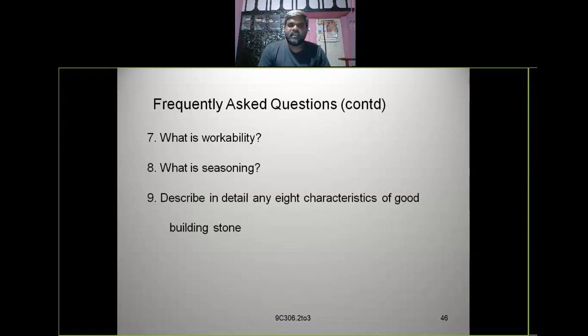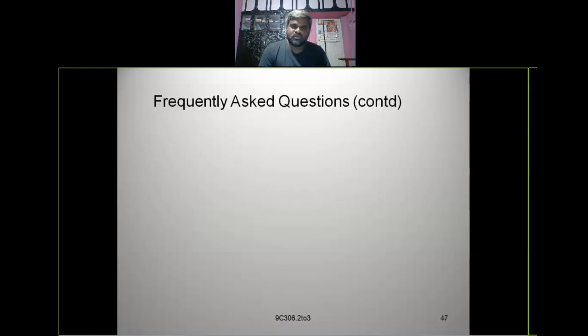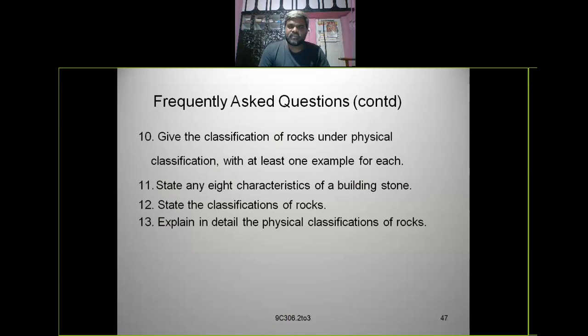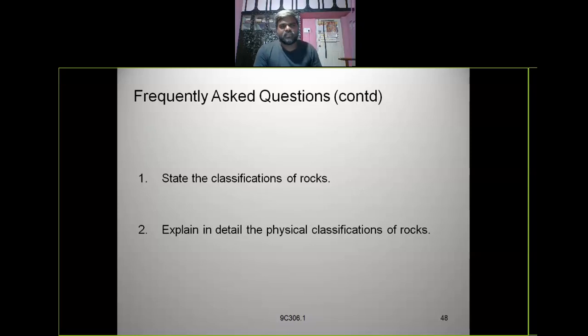Describe any 8 characteristics of a good building stone, right? Give the classification of rocks under physical classification with at least one example of each, so we can easily write. State any 8 characteristics of a building stone. State the classification of rocks. Explain in detail the physical classification of rocks.